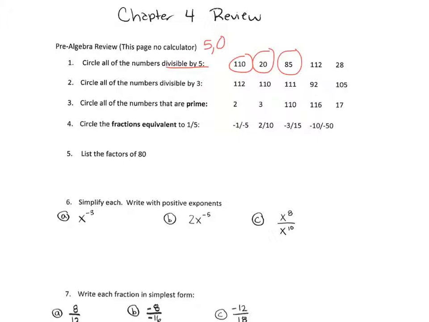The rule for 3 is you need to add up the digits. So this would be 5, this would be 2, this would be 3, 11, and 6. And if that number is divisible by 3, then the entire number is divisible by 3. So this is 3, that's divisible by 3. This is 6, that's divisible by 3.